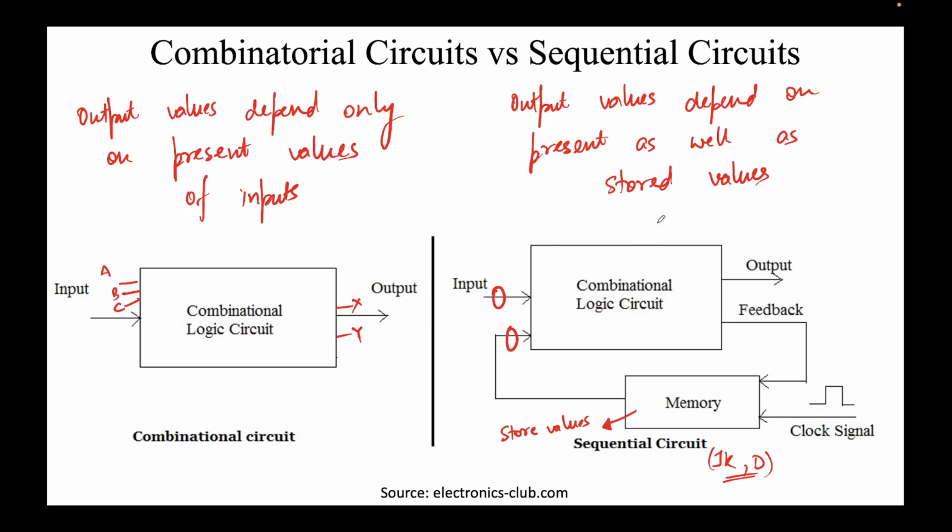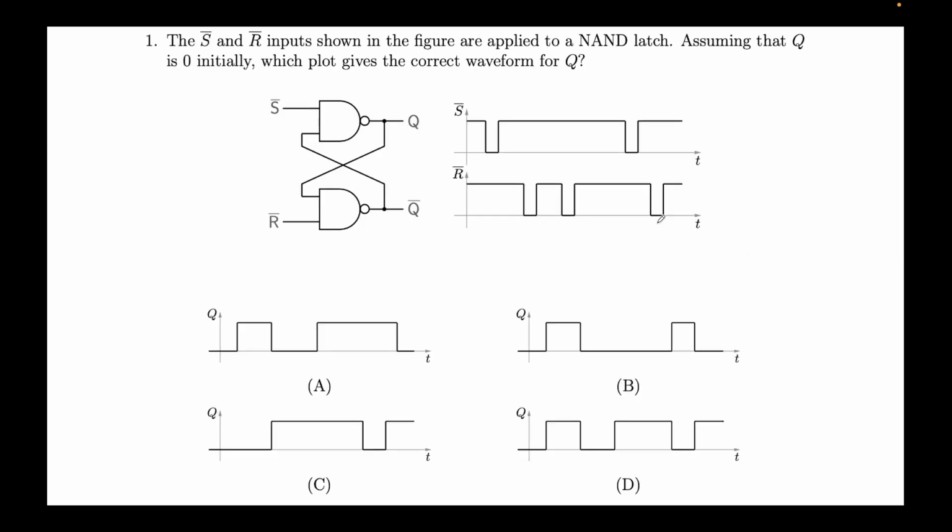Now we'll look at some very basic circuits and problems related to them. The first problem for today says that the S bar and R bar inputs are shown in the figure. In this figure you can see the S bar and R bar inputs as a function of time applied to a NAND latch. You can see these are the two NAND gates, NAND 1 and NAND 2, and we'll analyze them a bit, but this is called a latch.